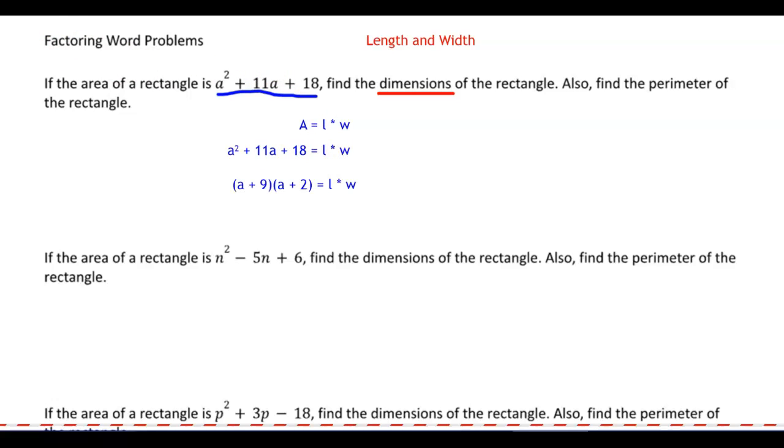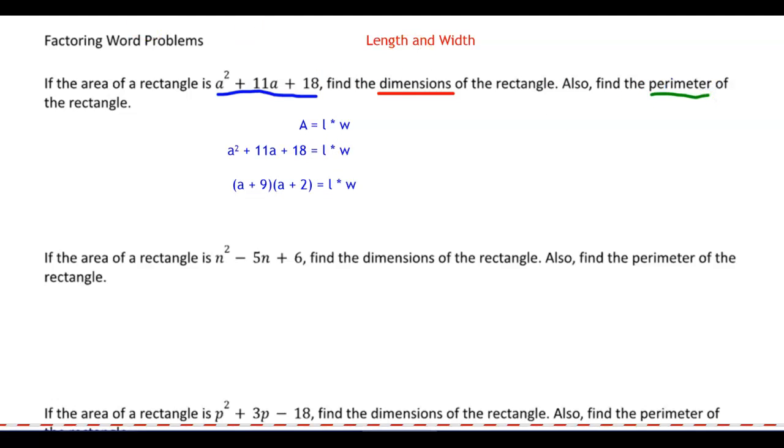Here's how it looks. All right, again, I looked at the factors of 18. I know that 9 times 2 is 18, and also 9 plus 2 is 11. So there I go, there's my two factors. I also know now that the length is the longer one, so a plus 9, and the width is the shorter one, so that's just going to be a plus 2.